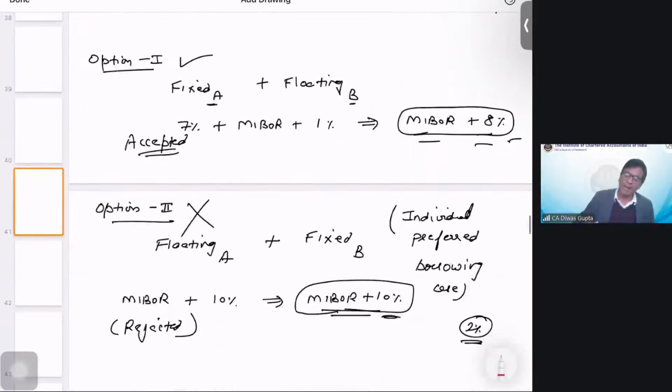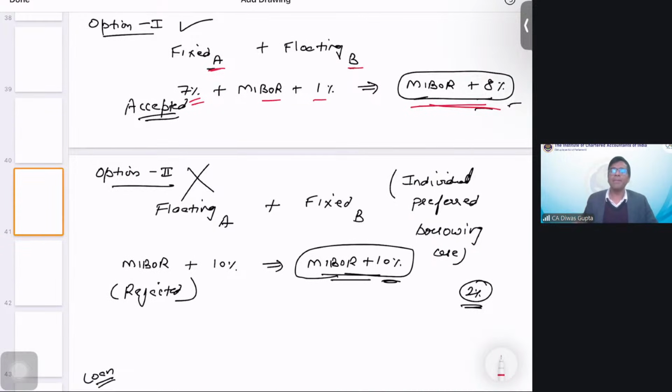So the swap bank does a simple calculation. Swap bank says, let me take two different permutations and combinations here. The first one: A borrows in fixed and B borrows in floating, which is opposite to their preferences. So here it is 7% plus MIBOR plus 1%, so their overall cost of borrowing will become MIBOR plus 8%. The bank says, let me also see the second option. The second option is floating for A and fixed for B, which is as good as their stated preferences. And here it will be MIBOR plus 10%.